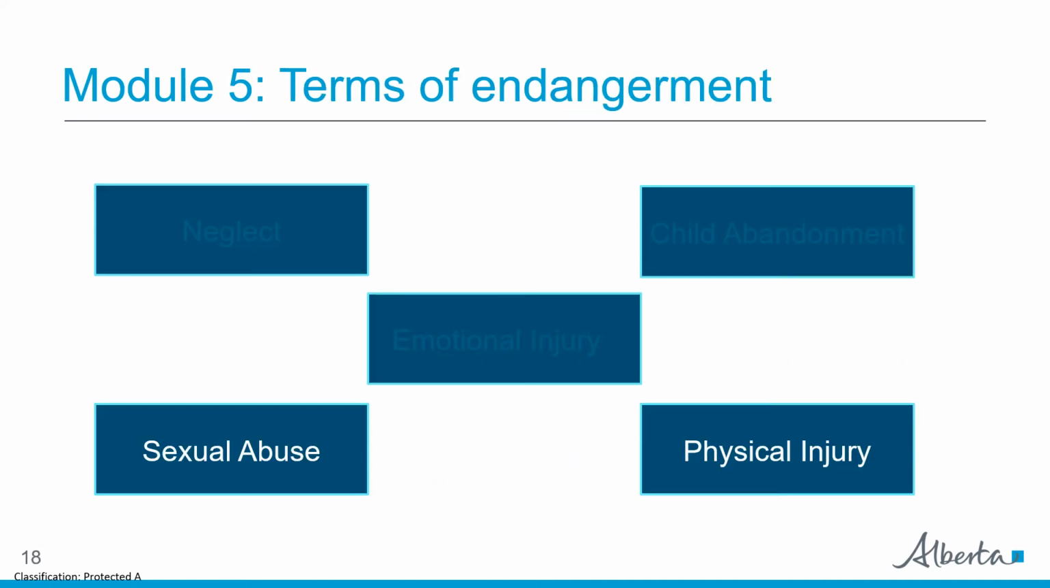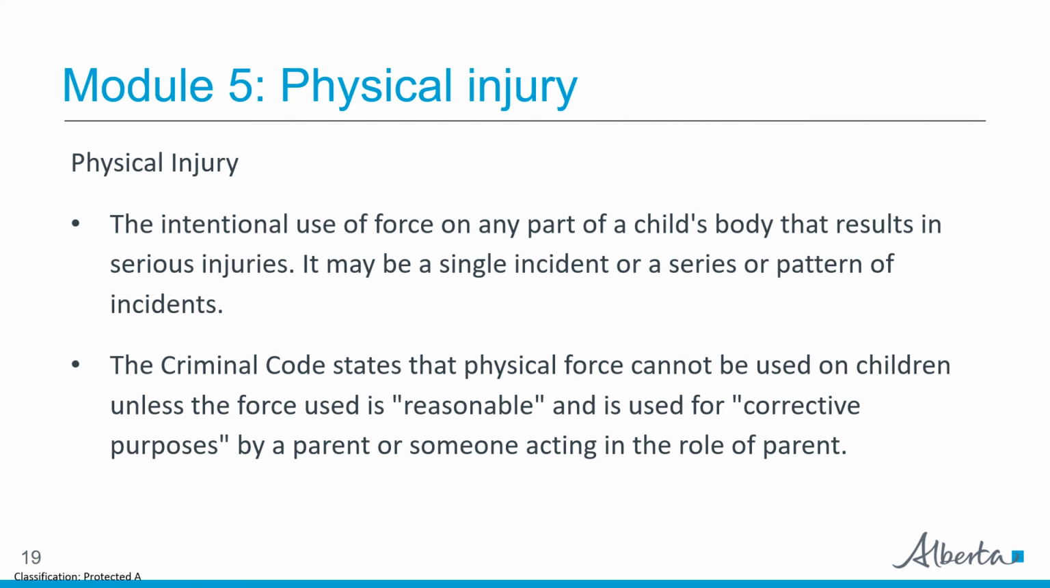Module 5. Terms of endangerment. Physical injury. The intentional use of force on any part of a child's body that results in serious injuries. It may be a single incident or a series or pattern of incidents. The Criminal Code states that physical force cannot be used on children unless the force used is reasonable and is used for corrective purposes by a parent or someone acting in the role of parent.